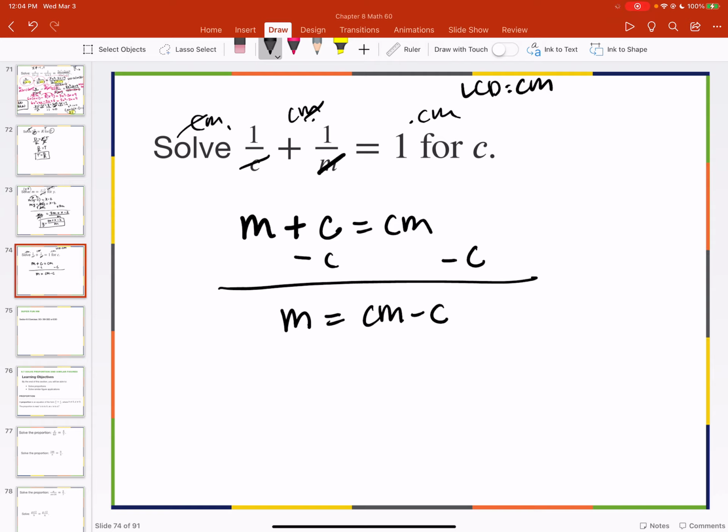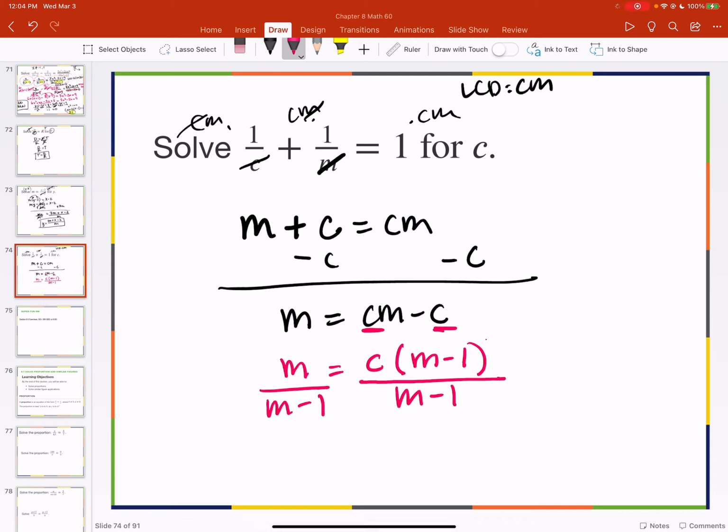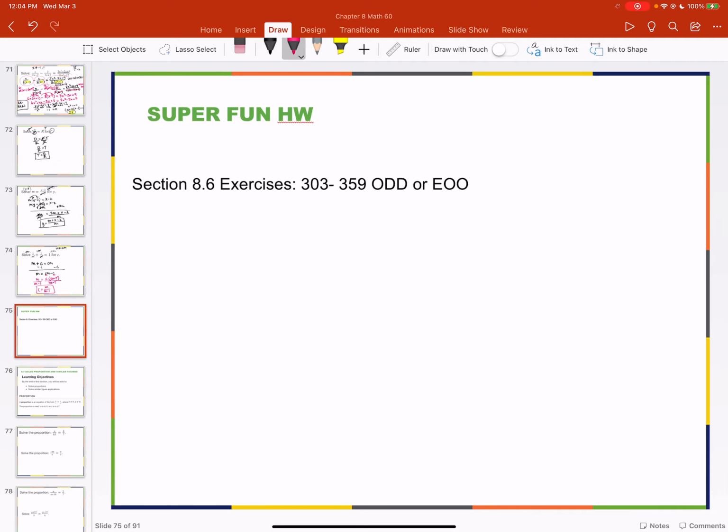So we're solving for c, so let's factor the c out. Then you get m is equal to c times the quantity (m minus 1). Then you divide both sides by m minus 1, because that's just a factor. Okay, and your final answer, c is equal to m over (m minus 1). Okay, so that's it for 8.6 and chapter 8. So good luck, happy studying, and I will see you on the next video.